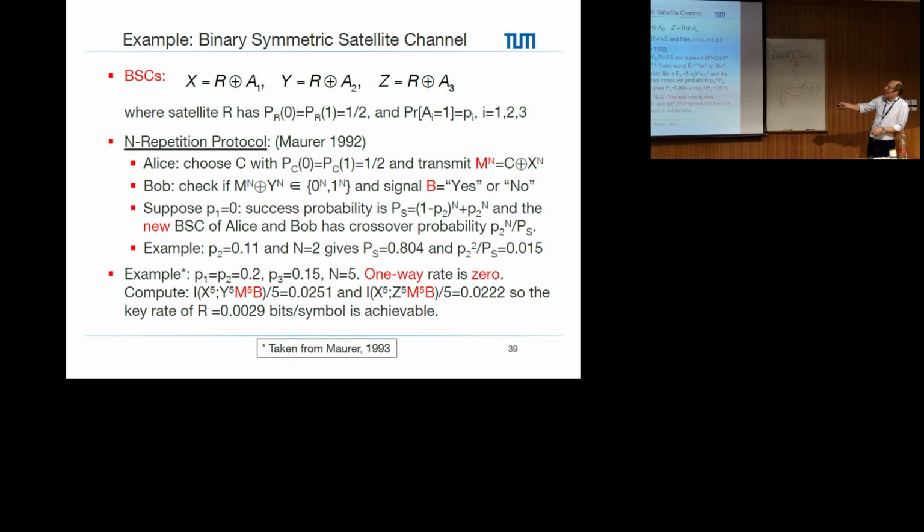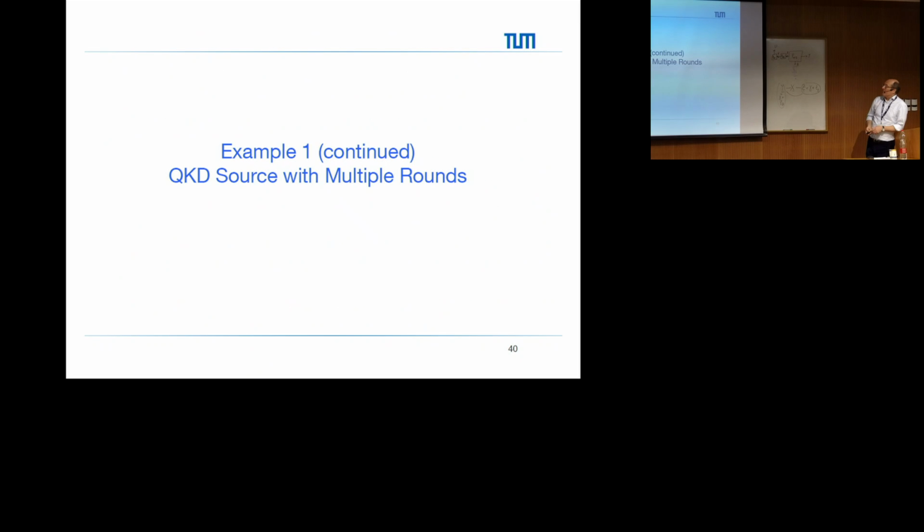So just as a simple numerical example, suppose the crossover probability is 0.11. We use 2 repetition, then it turns out the new crossover probability is 0.015, which is much smaller than 0.11, right? You're squaring, basically. Here's an example taken from Maurer's paper. Here he had the crossover probability of Alice and Bob is 0.2. Eve had 0.15. He used a 5 repetition protocol. You can compute all the mutual informations. It's now a multi-letter protocol, right? It's a 5-letter protocol. And he achieves, here's the rate he achieves with that, 0.0029 bits. Very low, but positive.